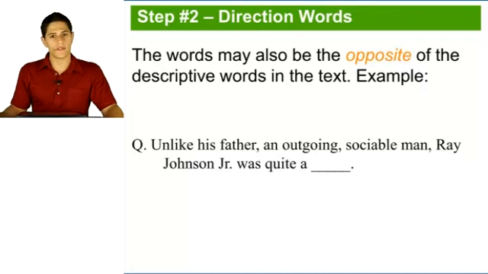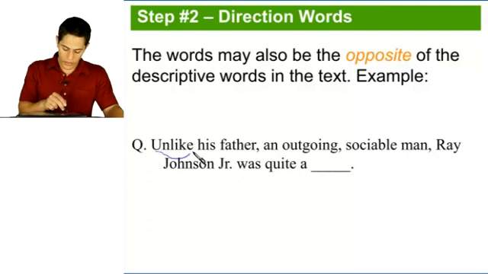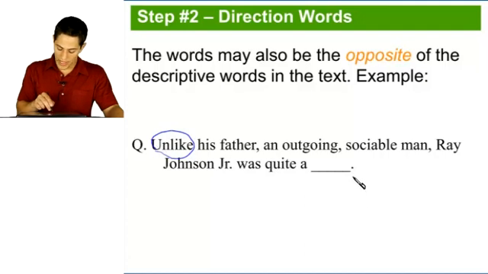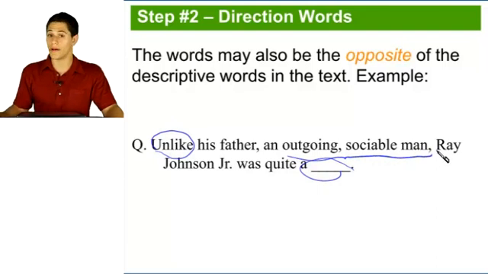Now, sometimes blanks may be used to describe the opposite of the descriptive words in the text. In this case, a word or phrase will be used to effectively change the direction of the sentence and change the relationship between the blank and the description of the rest of the sentence. Let's look at the following example. Unlike his father, an outgoing, sociable man, Ray Johnson Jr. was quite a blank. Well, here, the word unlike tells us that whatever word is going to be in this open slot, it should have an opposite meaning to outgoing and sociable. Probably somebody who's a homebody, antisocial, or a little bit reclusive.